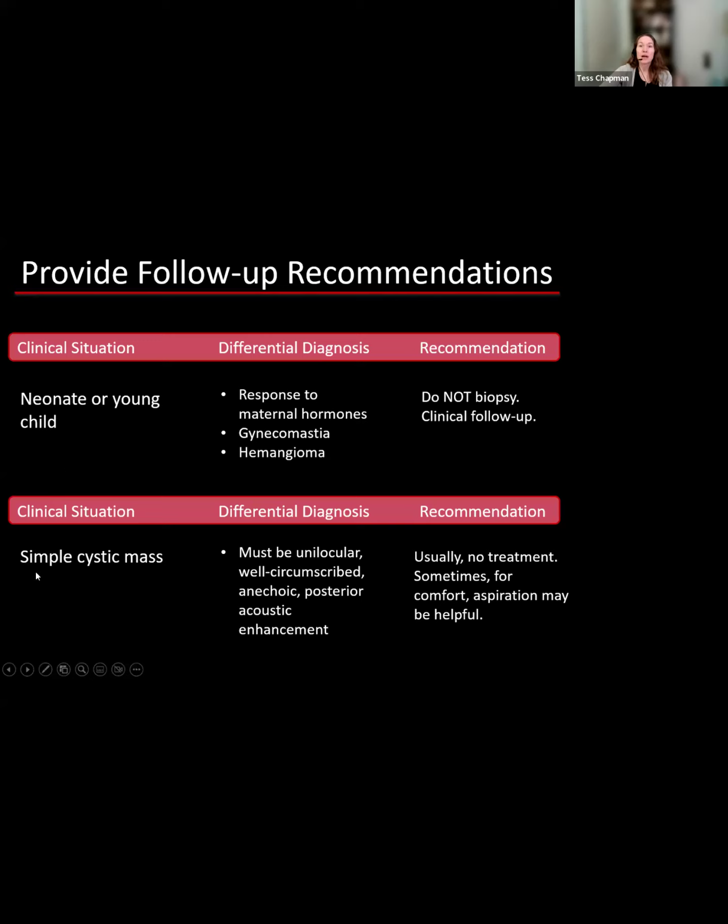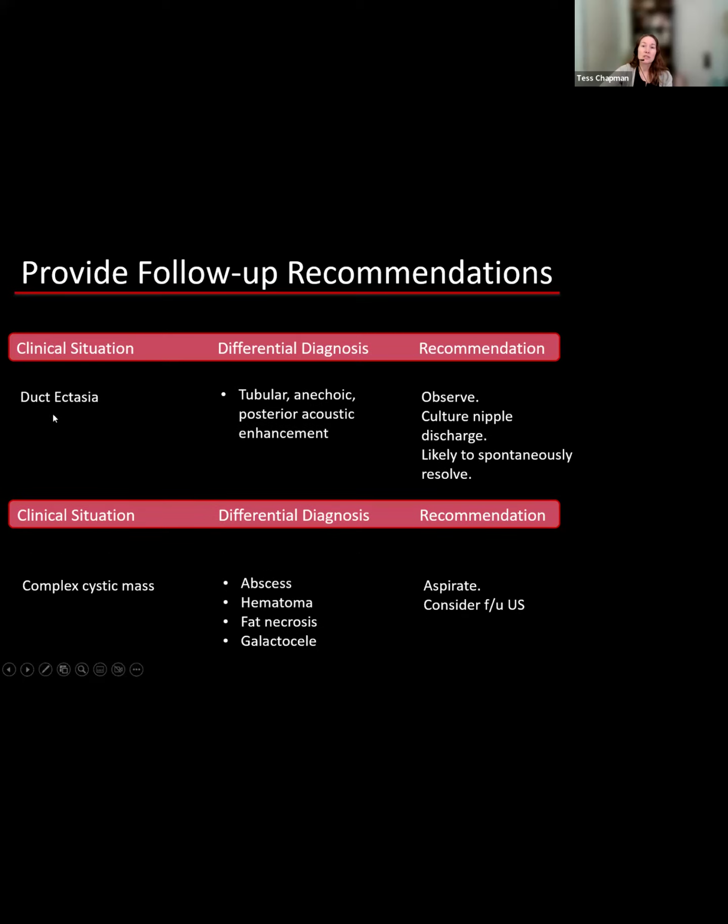So what about a simple cystic mass in a child? If it's unilocular, well-circumscribed, anechoic with posterior acoustic enhancement, usually no treatment at all for that, maybe just aspiration for comfort, but often nothing, just reassurance. The next clinical situation again is ductectasia. Again, this is likely to spontaneously resolve, nothing to do there.